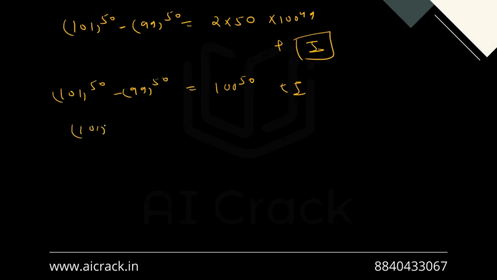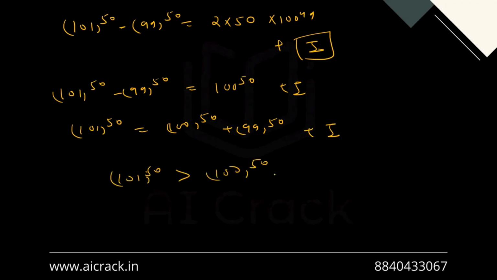Basically 101 raised power 50 equals 100 raised power 50 plus 99 raised power 50 plus some additional integers. Now we can clearly see that 101 raised power 50 is greater than 100 raised power 50 plus 99 raised power 50 because we have some additional terms over here for 101 raised power 50, right? So this is how you have to do it. Think in terms of 1 plus x and 1 minus x, doing addition and subtraction, and that would fetch you the answer.